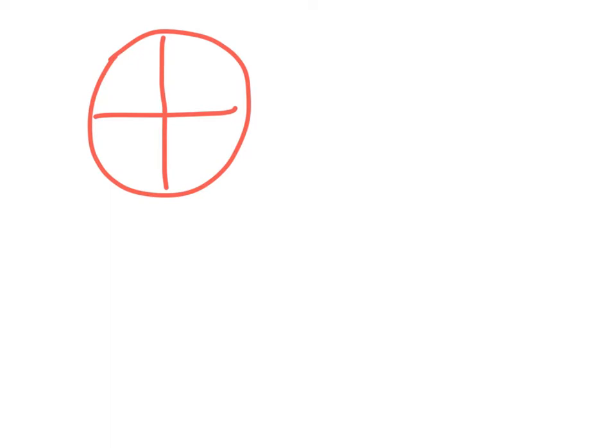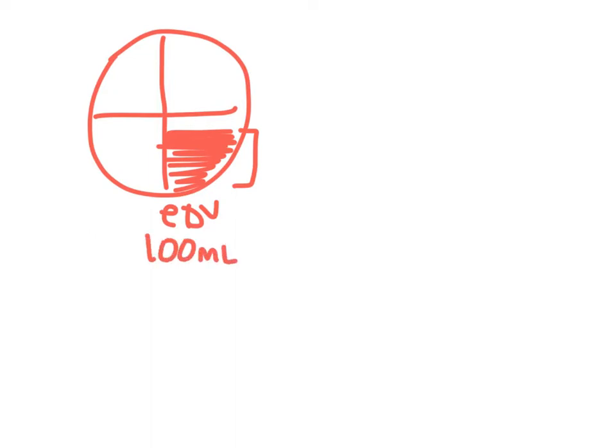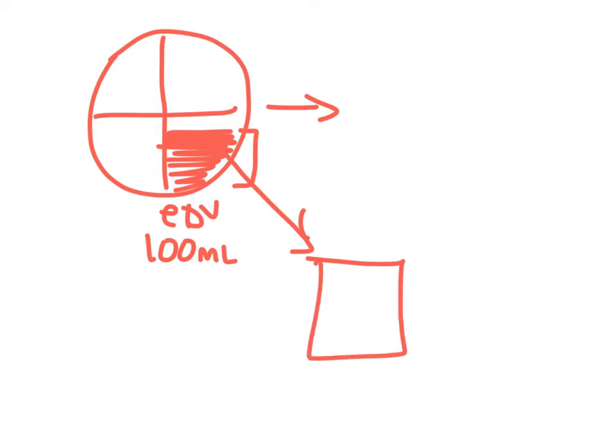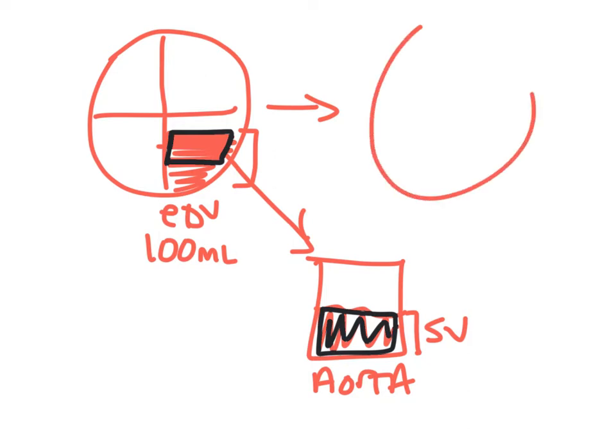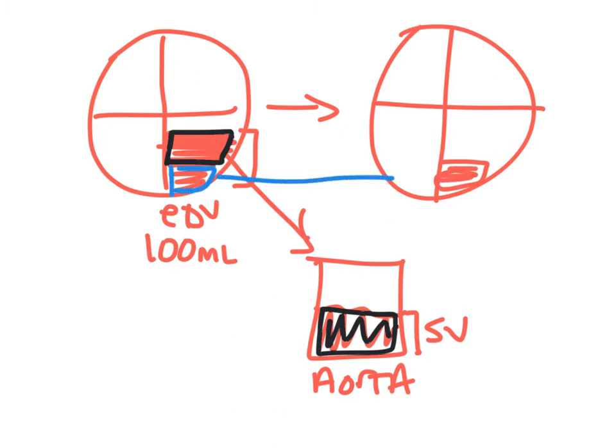All right, so let's say you've got EDV. The left ventricle is full. Your EDV, let's just say that this is 100 milliliters. Now the left ventricle contracts. It ejects some blood into the aorta. That volume that it just ejected into the aorta is called stroke volume. So let's say that got ejected. And now what you're left with is end systolic volume.